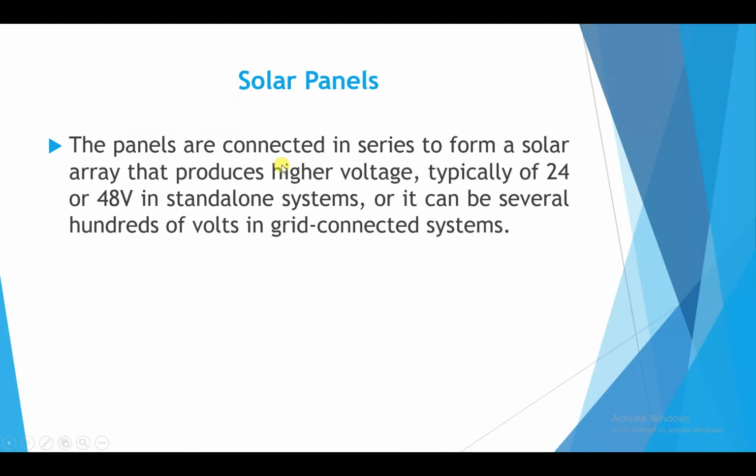Solar panels can be connected in series or in parallel, and in this way we form a solar array that produces a higher voltage, typically 24 or 48 volt in a stand-alone system, or several hundred volts in a grid connected system. So a solar panel has a specific voltage of 12 volt, and we can connect them in series or parallel combination, so we can get our desired voltage.